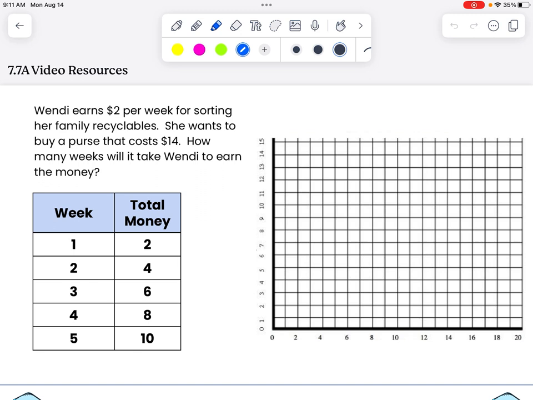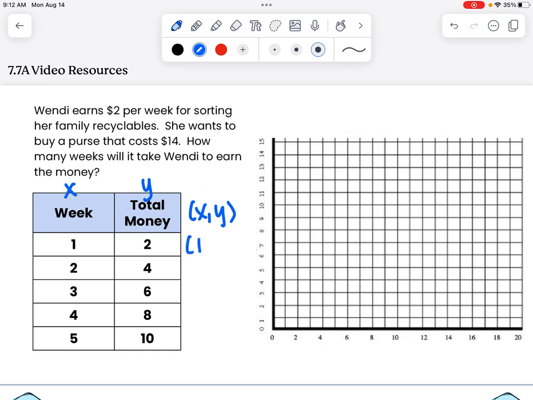And I see that they already gave us a table and there is an empty graph. So we can use this information that we're given. And I know that if my week is the input and my total money is the output, that would make my week X and my total money Y, because the total money she gets depends on how many weeks she's been sorting recyclables. Then the X column and the Y column will actually generate an ordered pair of X, Y.